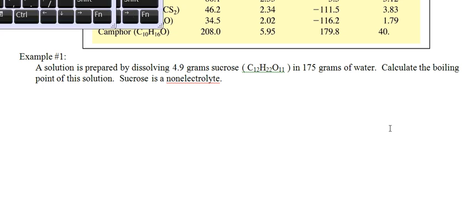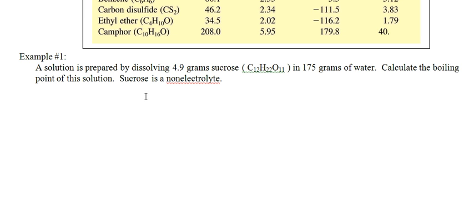All right, so example number 1 says a solution is prepared by dissolving 4.9 grams of sucrose in 175 grams of water. Calculate the boiling point of the solution. And then it says sucrose is a non-electrolyte. Now, non-electrolytes are things that do not dissociate. A better way to say that is it's a molecular compound.